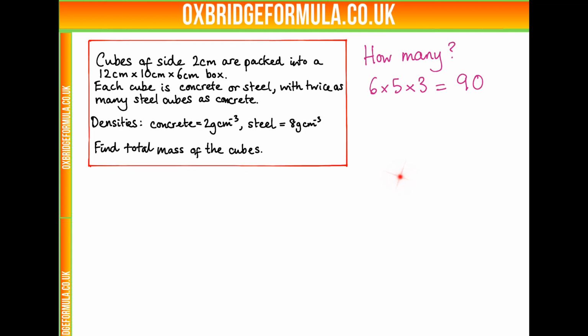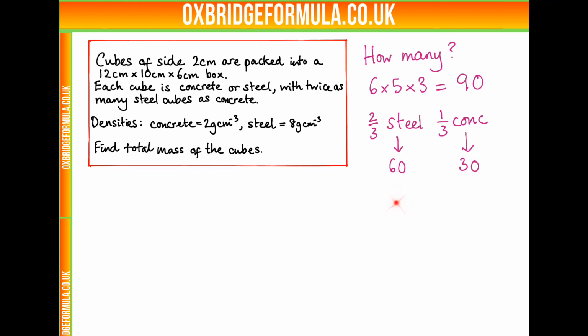And then they tell us that twice as many are steel as are concrete. So that must mean 2/3 are steel and 1/3 is concrete, because 2 parts out of 3 will be steel, 1 part out of 3 will be concrete. So that means 60 are steel, 30 are concrete.